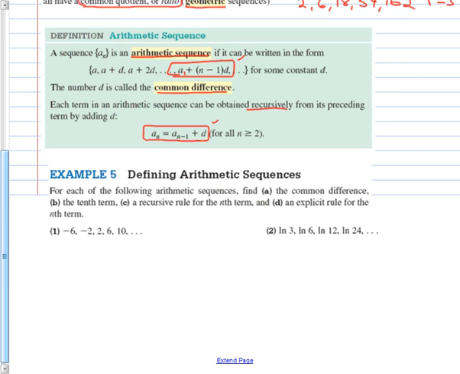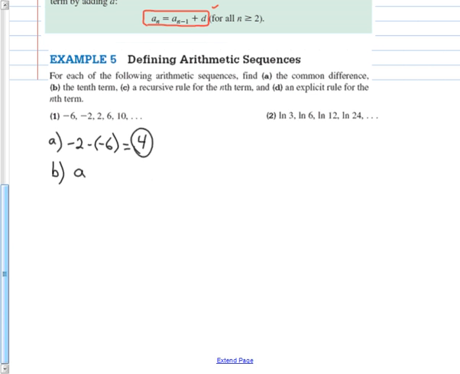Let's try them out. For each of the following arithmetic sequences, find a, the common difference. So let's look at it right here. Find the common difference. Well, I'm just going to take -2 and subtract the -6, which really means I'm adding a 6. So -2 plus 6 is 4. Common difference. Part B. Find the 10th term.